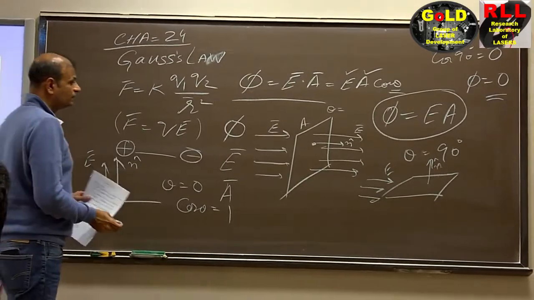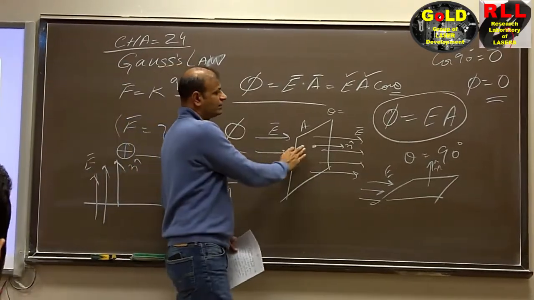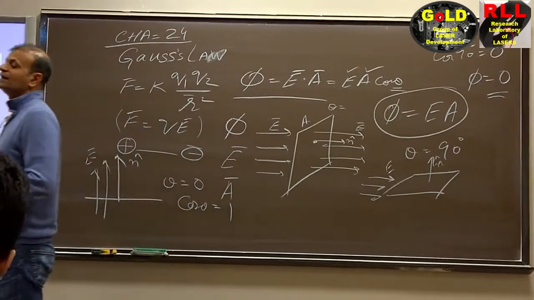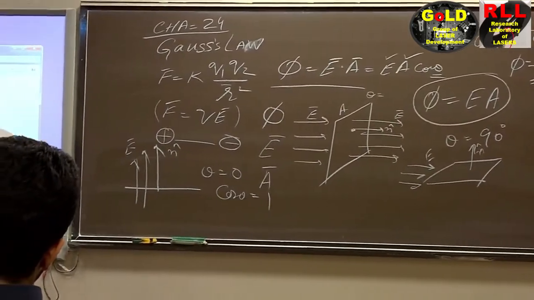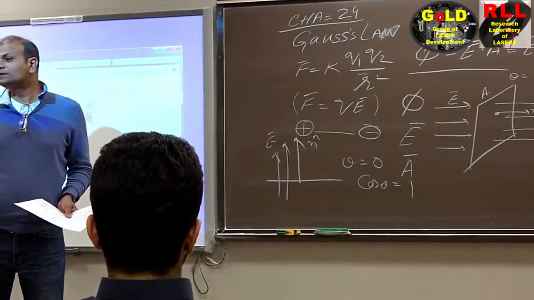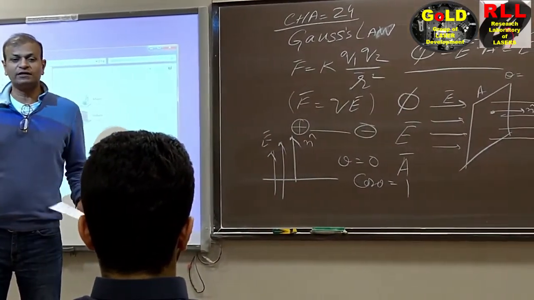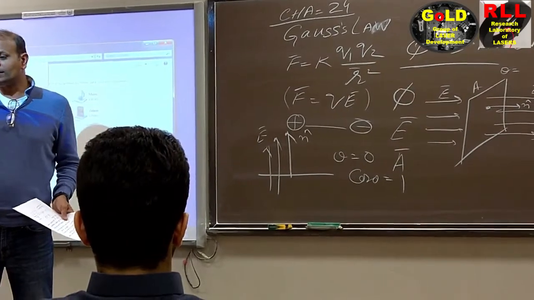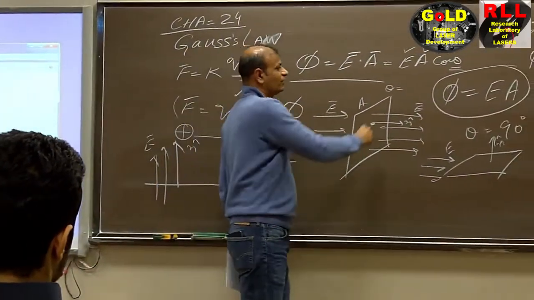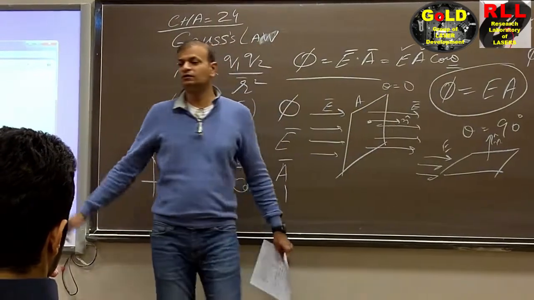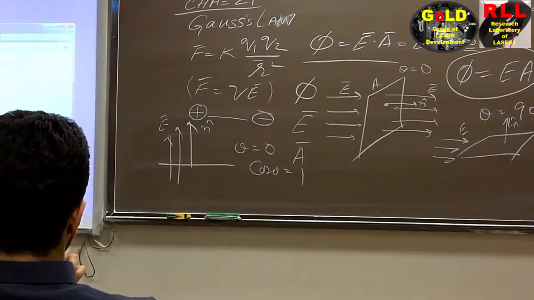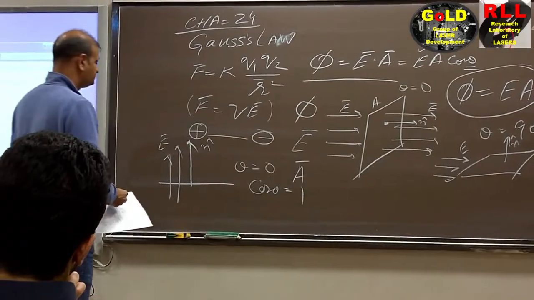There can be any arbitrary angle between the area and electric field. It can be 0, it can be 90, it can be 180, or you can make it 45, whatever it is. But the maximum flux you get when theta is equal to 0, the angle between the area and electric field.